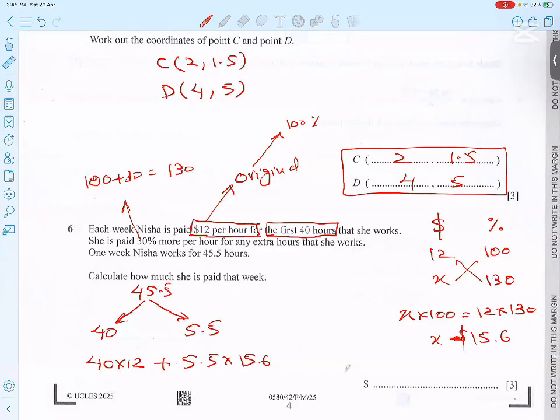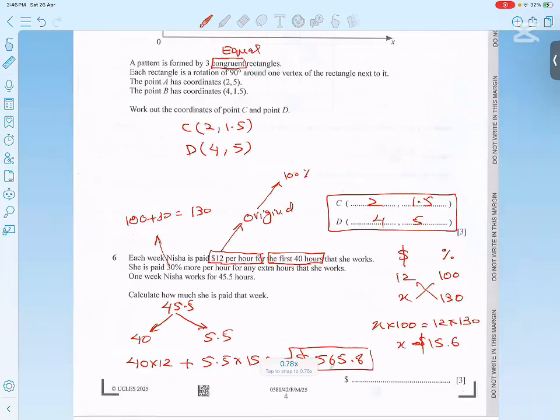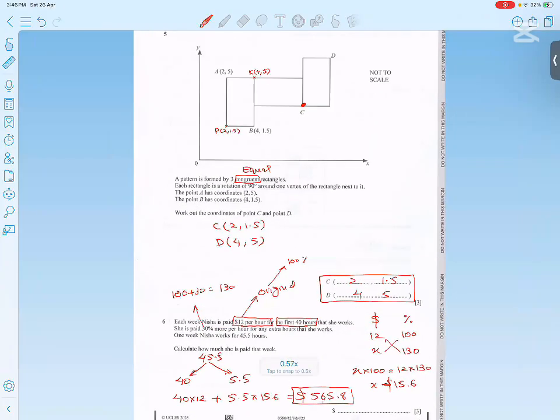If I multiply, let's see what answer I'm getting. Okay, I will check it. 5.5 times 15.6, and my answer is going to be, hold on, let me check it. My answer is finally 565. Try your level best, put the dollar sign before, and then write $565.8 as the final amount. And I believe you got a better picture of how we have done both questions. Alhamdulillah Rabbil Alameen.